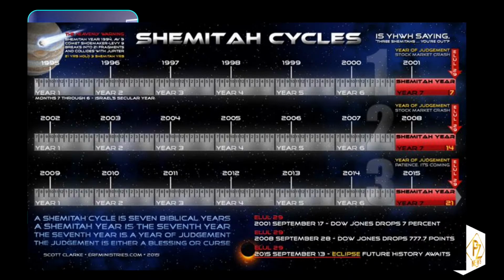Yep, rise and fall. When did Obama get elected? 2008. Yep, Shemitah year. So you can't make this stuff up. What about Ronald Reagan? When did he get out of office?